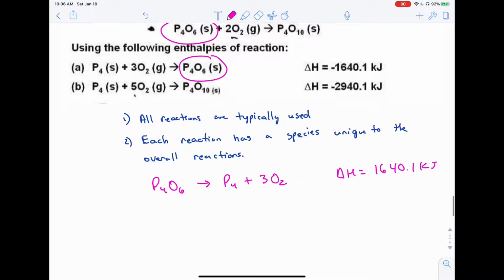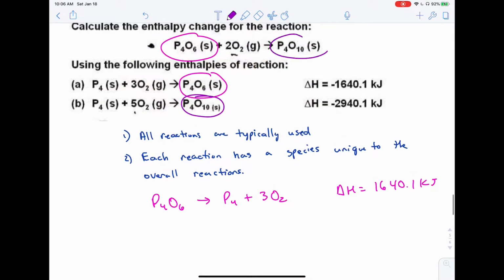Okay. And then my P4O10 is only in the second reaction, and it's here. So whatever I do to this reaction, it has to end up on the right side with a coefficient of 1, which it already is. So I do nothing to that second reaction. So this is P4 plus 5O2 yields P4O10. And then delta H is equal to negative 2,940.1 kilojoules.